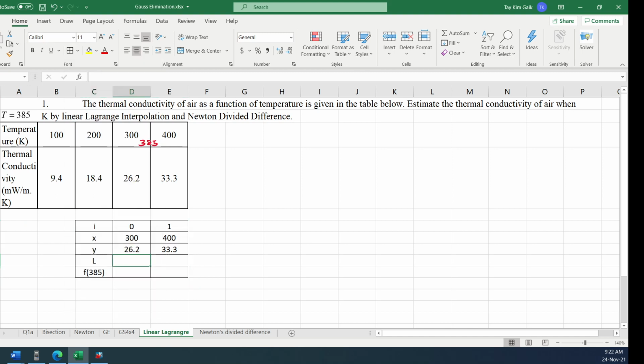So for the L nodes, recall the Lagrange linear interpolation formula. L0 is x minus x1, because I have two points only, over x0 minus x1. So you just key in the L0 formula. Numerator and denominator, make sure you bracket. The x that you are going to estimate, to make it a template, I may put it first.